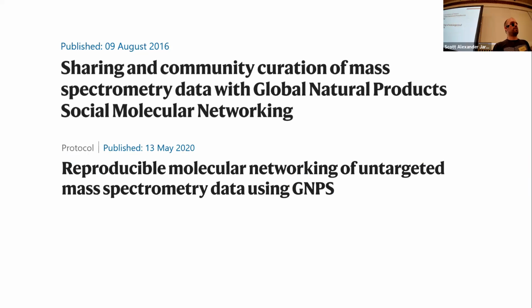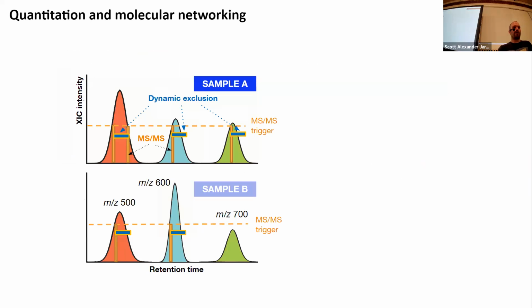Okay, so there have been a couple of papers that you may have seen. These are the first GNPS molecular networking paper, and then a very thorough protocols paper about the use of classic molecular networking, which I would recommend you take a look at. And then I want to stress again the difference between classic molecular networking and feature-based molecular networking.